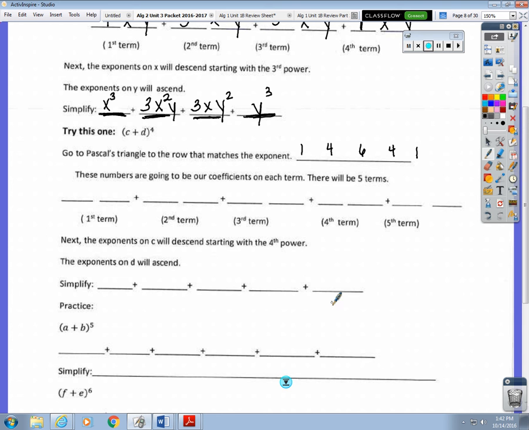What are those numbers? The coefficients of each term, right? So 1 is the coefficient of the first term, 4 is the coefficient of the second term, 6 is the coefficient of the third term, and then 4 and 1. Those are your coefficients of each of your terms. Now, our two things that are being added are c and d. So you bring each of those down.